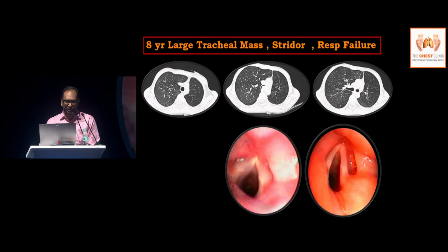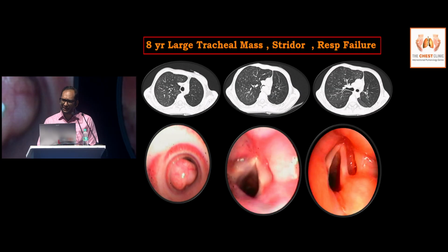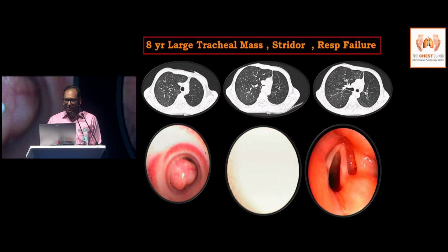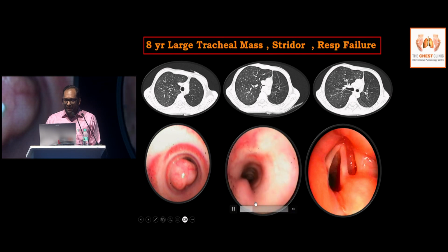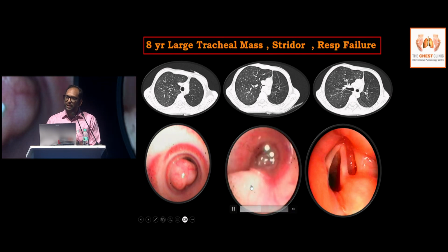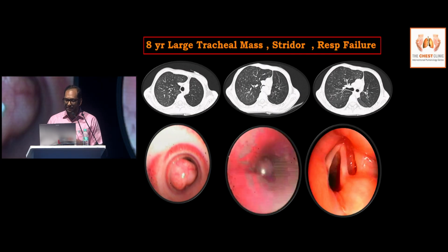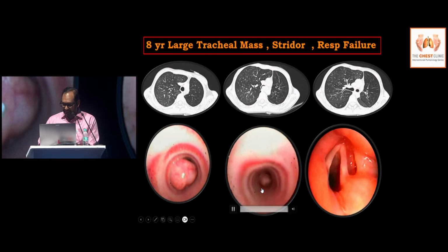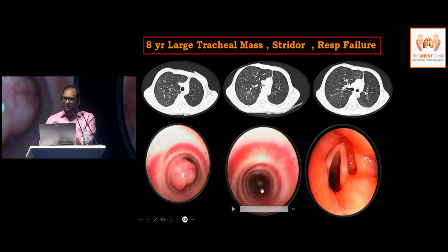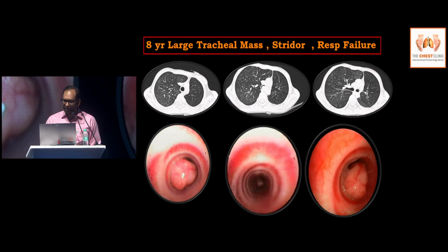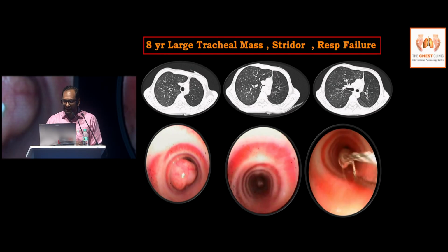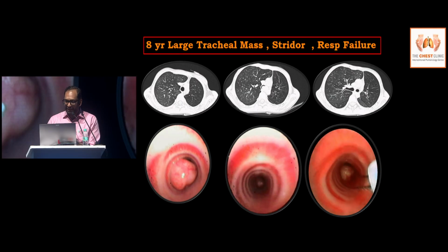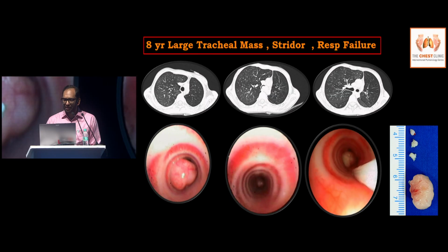This is the last case I'm going to show you. An 8-year-old boy with a large tracheal mass presented with stridor and respiratory failure. As you can see in the diagnostic bronchoscopy, a large mass is moving in and out of the trachea during respiration. That's the reason the baby has a significant stridor. You can see the amount of obstruction in the airway. Because it is a polypoidal mass, we used a snare to extract it, and there was no major bleeding. We were ready with backup, and we were able to extract the mass. It turned out to be a benign leiomyoma.